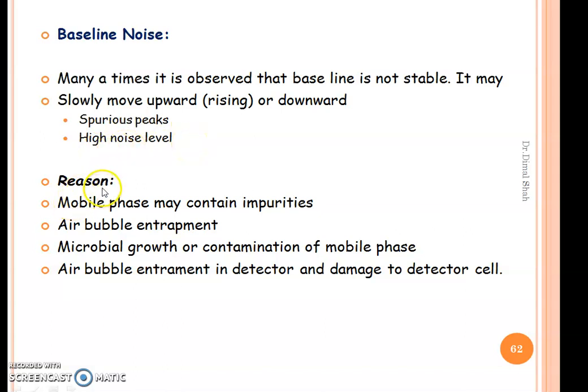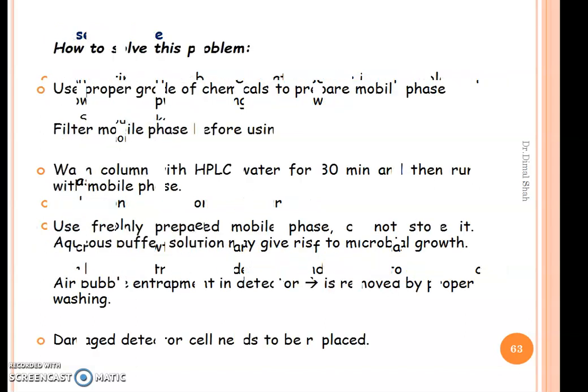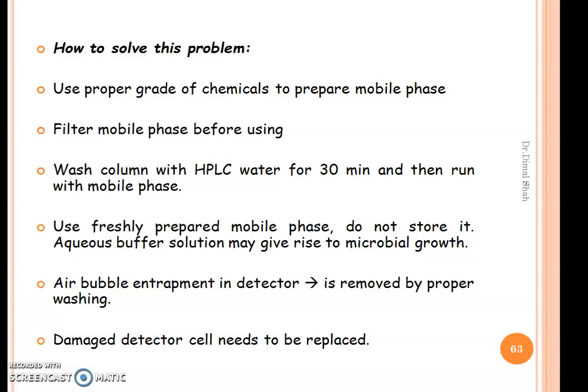Now, what may be the reason for this? The mobile phase may contain impurities, and due to that your baseline is not stable. There is air bubble entrapment in the mobile phase. There is microbial growth or contamination of the mobile phase. There is air bubble entrapment in the detector and damage to the detector cell. So these are the reasons why your baseline may not be stable, or you may get high noise in the baseline. Now, how to solve this problem?